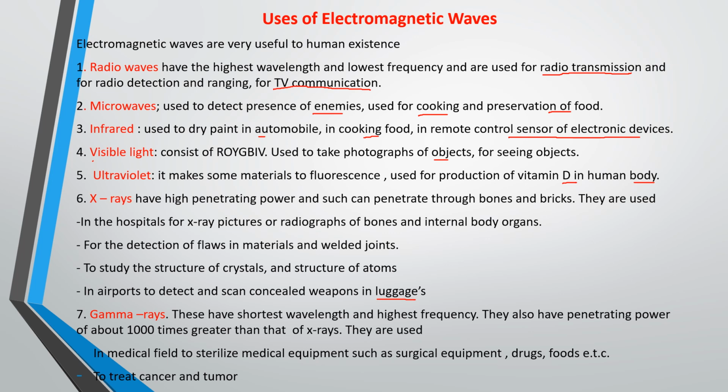Then what about gamma rays? Gamma rays, they have the shortest wavelength and highest frequency. Okay, and they penetrate more than X-rays. In fact, the penetrating power is, according to studies, about 1,000 times that of X-rays.